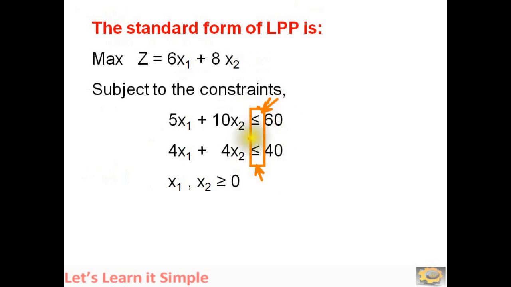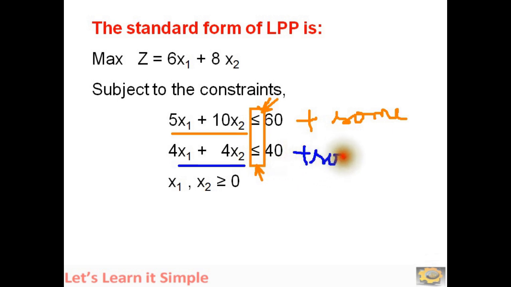Now if you take the first constraint, it says that 5x1 plus 10x2 is less than or equal to 60, which means the summation of these two is less than 60, which means I can add something here so that it is equal to 60. Similarly, if you take the second constraint, 4x1 plus 4x2 less than or equal to 40, which means I need to add something here so that it is equal to 40. This way the given LPP can be converted into a standard form of LPP. In the standard form of LPP, there will be no inequality; it will be in equality form.